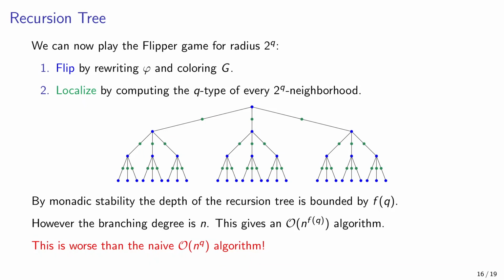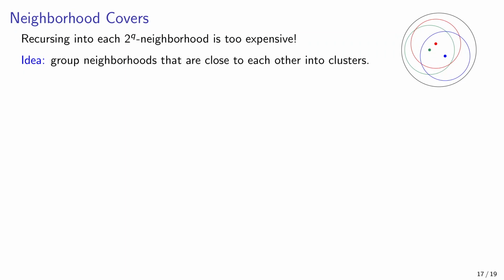However, the issue is the branching is way too big. We branch into all the neighborhoods, and we get an O(n^f(q)) algorithm. This is even worse than the naive n^q algorithm. So recursing into every 2^q neighborhood individually is too expensive. So the idea is to cluster nearby neighborhoods.